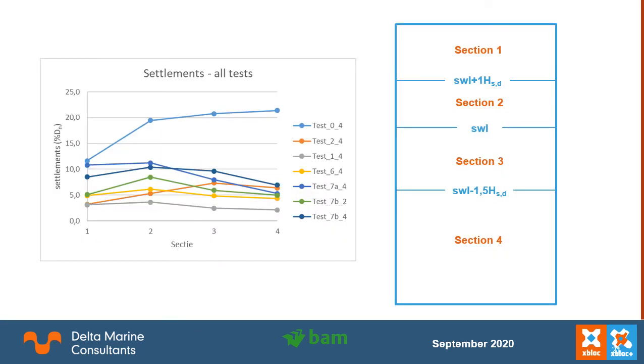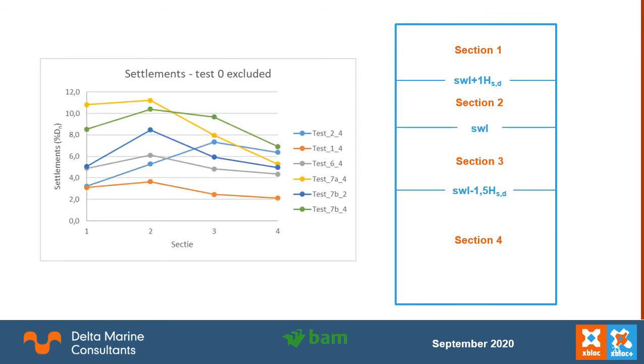So if you look at the settlements divided over the sections, you can see in this sheet the settlements of all the tests combined, but test 0 distorts the figure a little bit. So if I take that one out, you can see that most tests have the biggest settlements in section 2, which is between the still water level and one design significant wave height above. And the settlements are in the order of 3 to 10% of Dn.